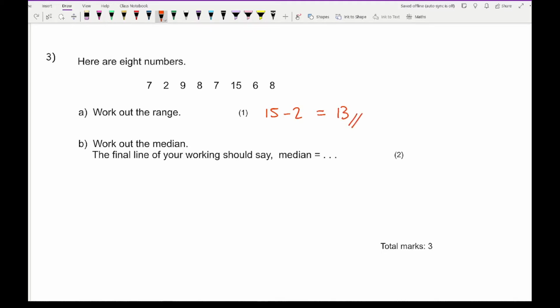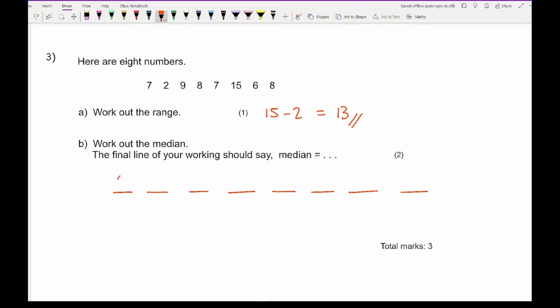It then says work out the median. Your final line must say median equals. Again, counting how many numbers there are, well, there are 8 numbers. So 1, 2, 3, 4, 5, 6, 7, 8. I'm not playing hangman, I'm just going to make sure that I don't miss out a number, because obviously that is going to have a major impact on my final answer.